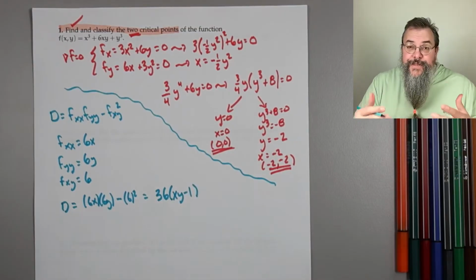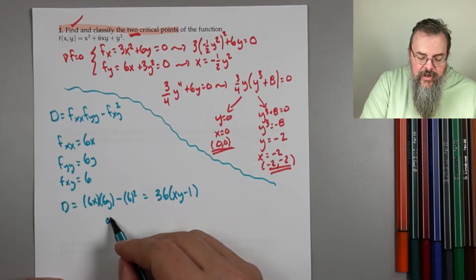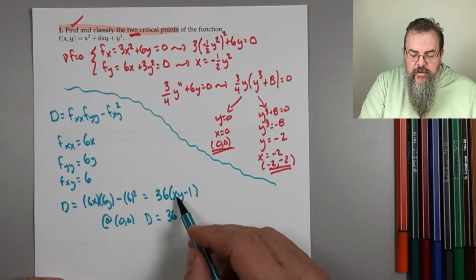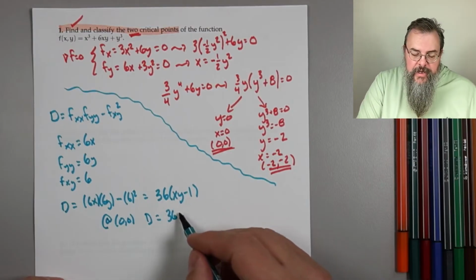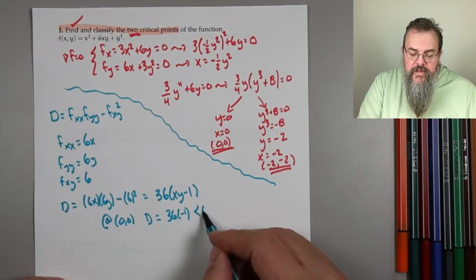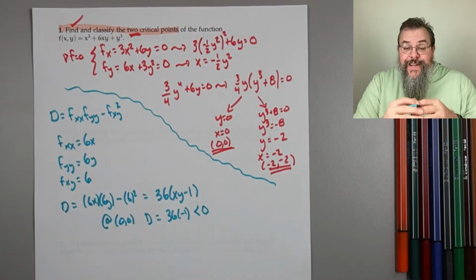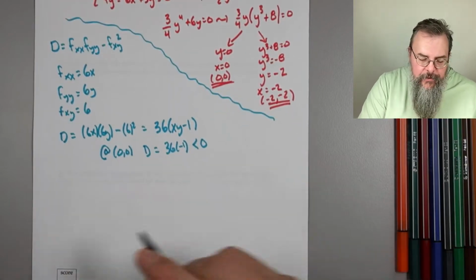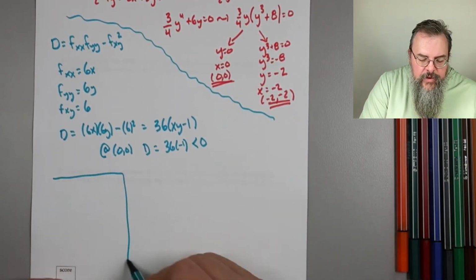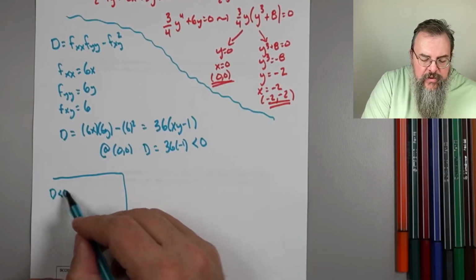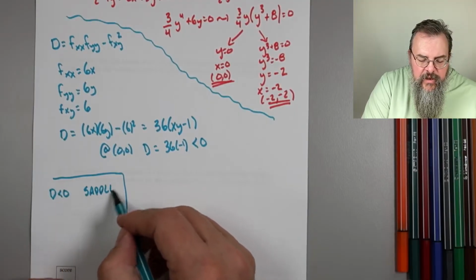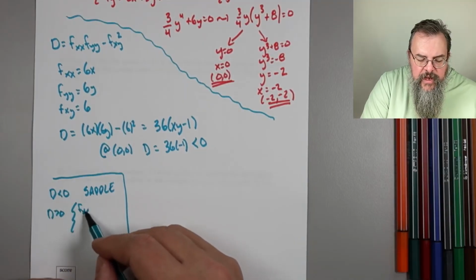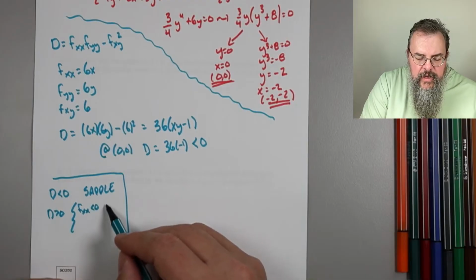All right, so let's plug in. At (0, 0), D is 36 times 0 times 0, which is 0, minus 1, so times minus 1 is negative 36, which is less than 0. D being less than 0 tells us saddle, right? Let's just write this down for reference. So this is not part of the problem, but D less than 0, saddle. D greater than 0, we split. If fxx less than 0, then that's a max.